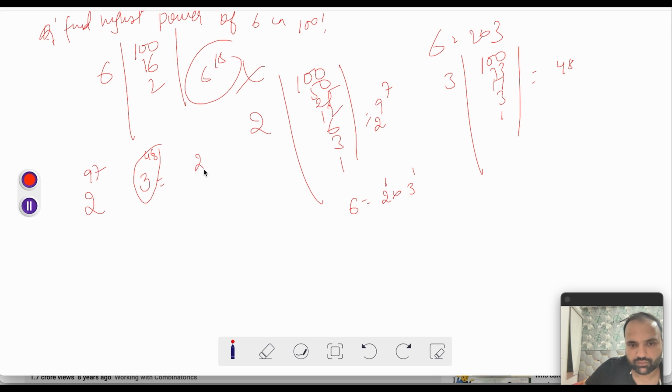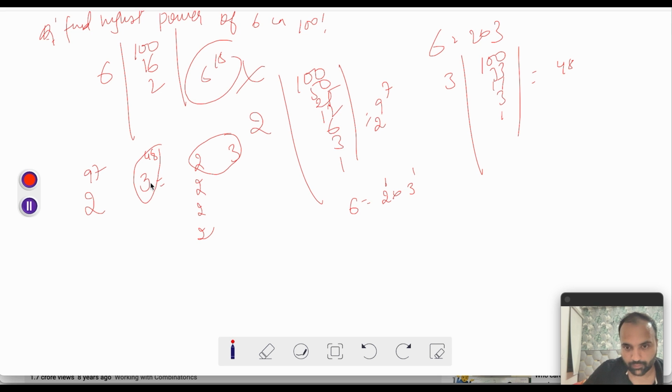So let's say we are given this, and we are only given one 3. How many pairs of 6 can you make? Only one pair, because you just have one 2 and one 3. We need 2 into 3 to make 6. Over here the number of 2s is 97, but the number of 3s is only 48.